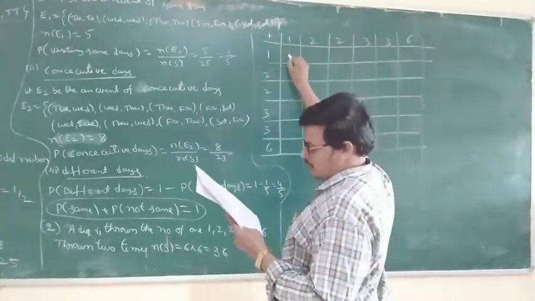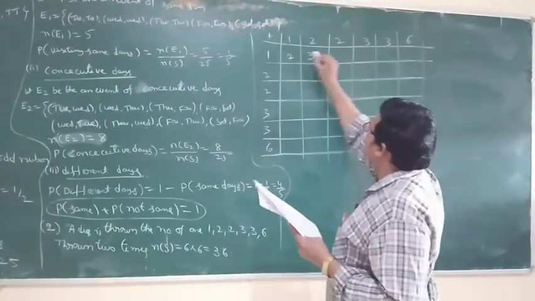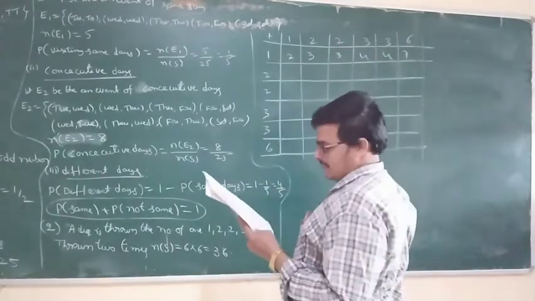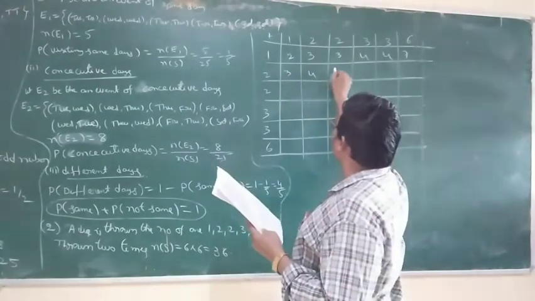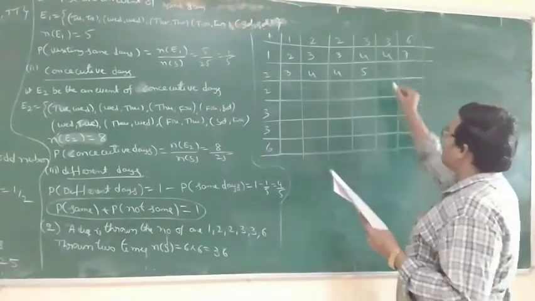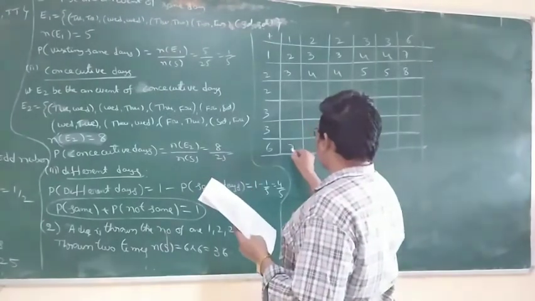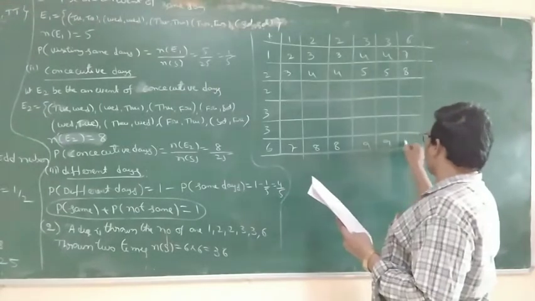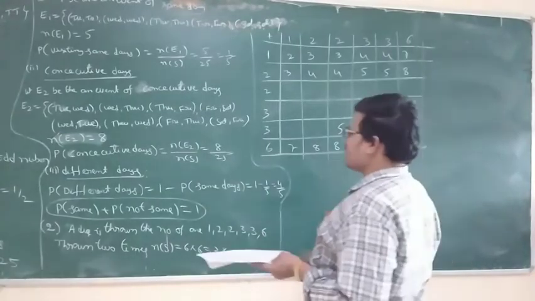1 plus 1, 2. 2 plus 1, 3. 2 plus 1, 3. 4 plus 1, 5. 6 plus 1, 7. Next 3, 4, 4, 5. Next sixth one 7, 8, 8, 9, 9, 12. This is the given table.